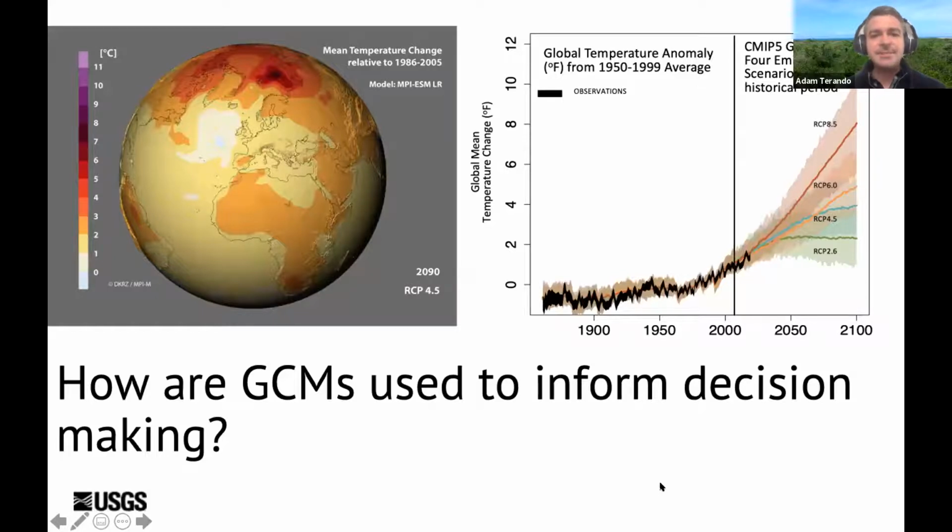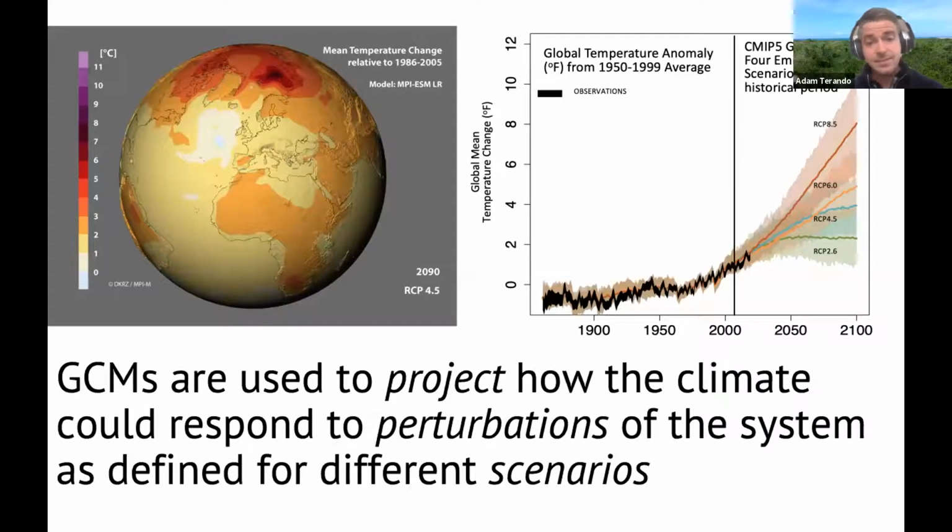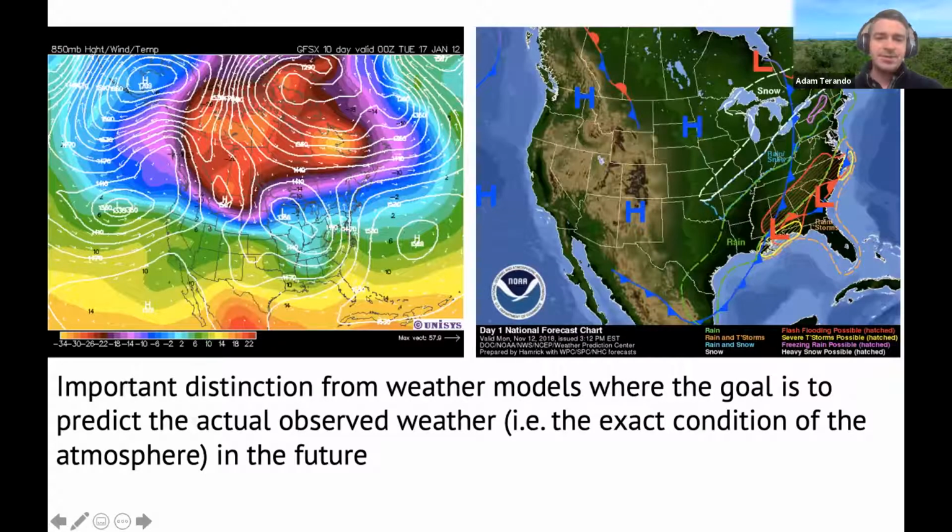Okay, so how are GCMs, though, at the global scale used to inform decision making? Well, GCMs are used to project how the climate could respond to perturbations of the system as defined for the different scenarios. So those perturbations are what I called forcings before. This is really an important distinction from weather models. So these are both numerical models. They operate under the same principles. But with weather models, the goal is to actually predict, not project, but predict the actual observed weather, the exact condition of the atmosphere at some point in the future.